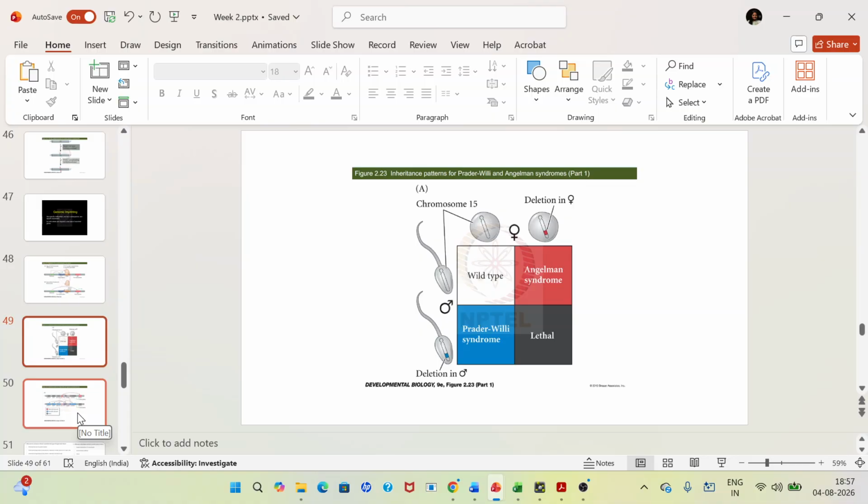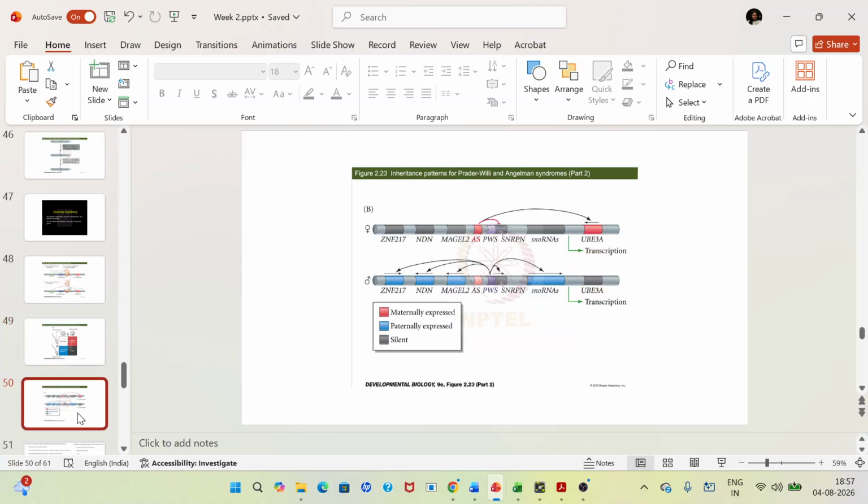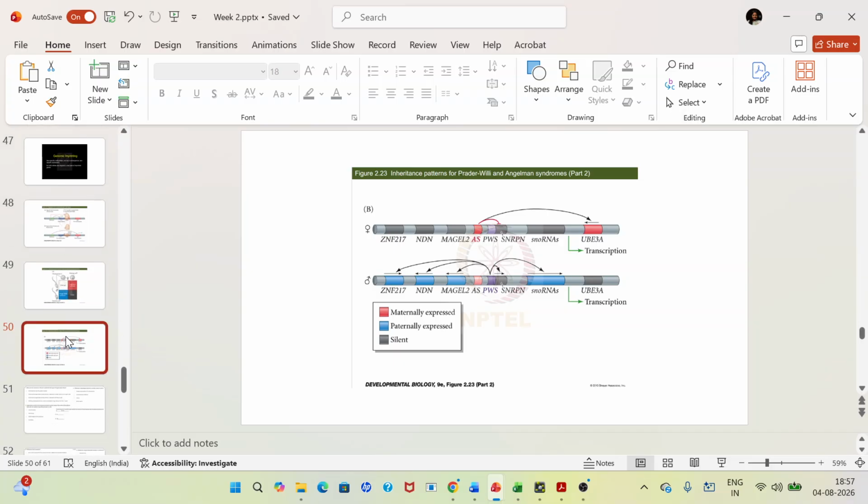So this is showing you the importance of expression of certain genes on both of the chromosomes. It is not like dosage compensation will always work. So they are just showing the inheritance pattern of Prader-Willi or Angelman syndrome. This is what you guys have learned in last week's lecture. I hope you understood it from the videos only. This was just a recap.